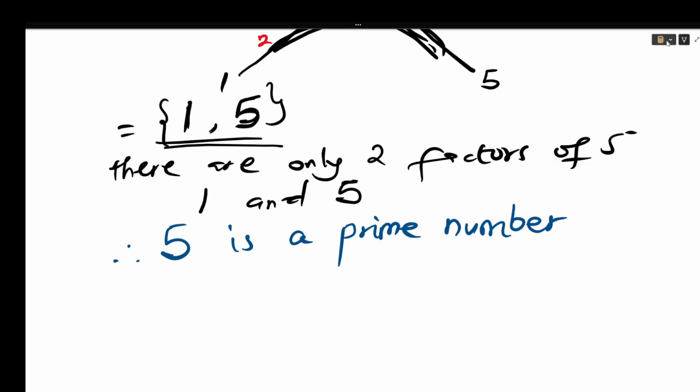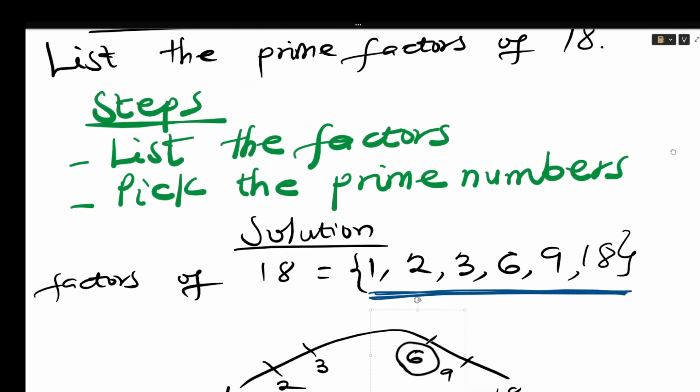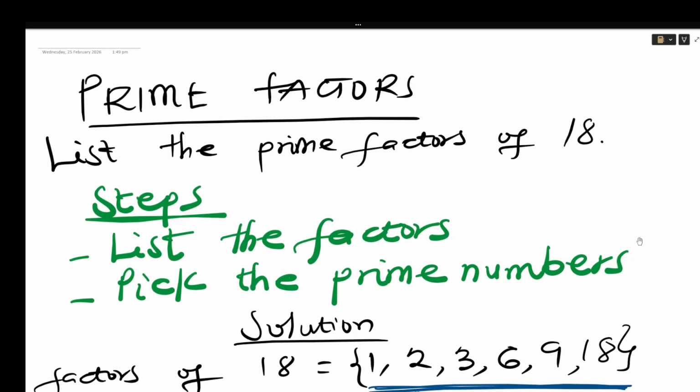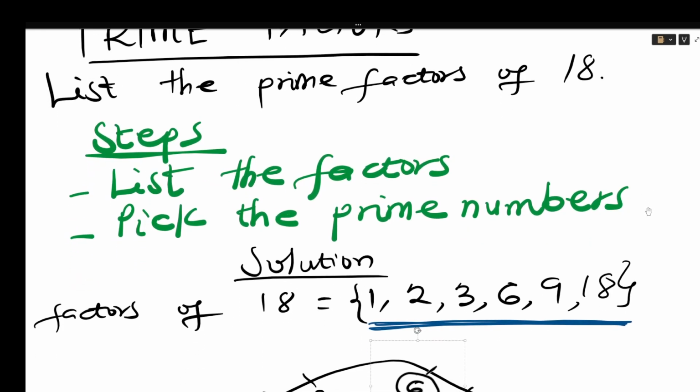Then we moved on to prime factors, where we said, first of all, you list the factors of the given number. Then out of those factors, you pick out your prime numbers. This is why you need to follow the series, because we build up on our knowledge. First, we started off with factors, then we moved on to prime numbers, and now we are at prime factors. If you skip any of the videos or any of the concepts, you will find yourself wanting in some of the topics.